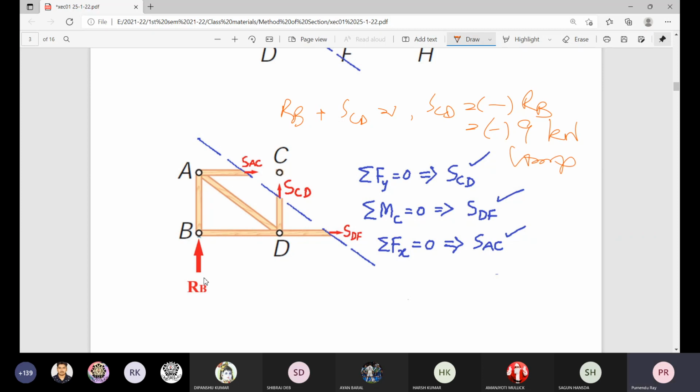Next thing, sigma MC is equal to 0. And you can find out the value of SAC also from sigma Fx = 0. From sigma Fx = 0, SDF plus SAC is equal to 0 because the other two forces are vertical. So SAC and SDF will be of equal magnitude but opposite in sign. Okay. So please try this with the given information and solve for these members, and please take up so many problems. Things are very simple and interesting.